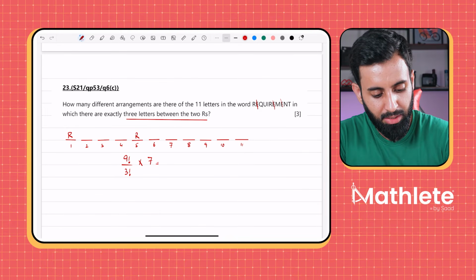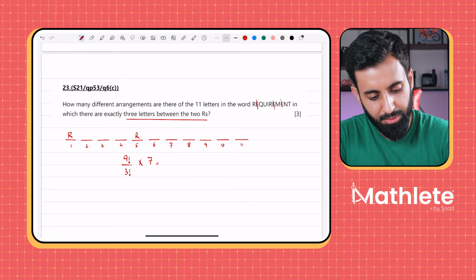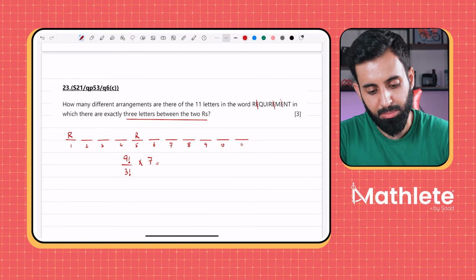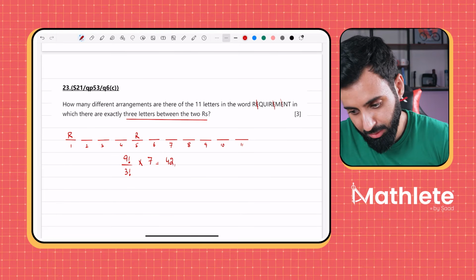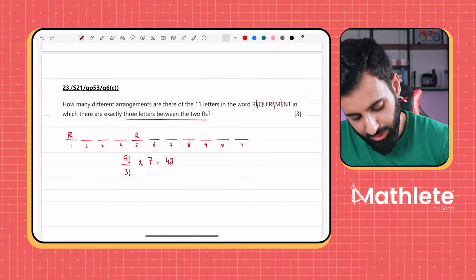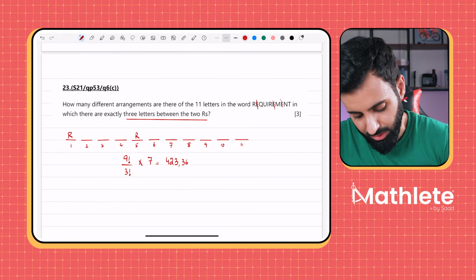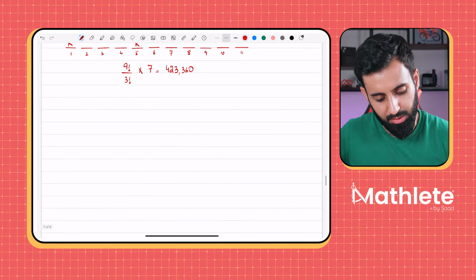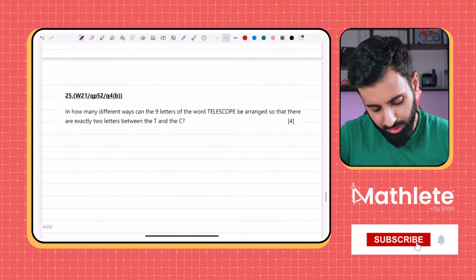Let's see what that is. 9 factorial divided by 3 factorial multiplied by 7. So we're looking at 423,360. And there you go. That's the answer. Let's do another question.